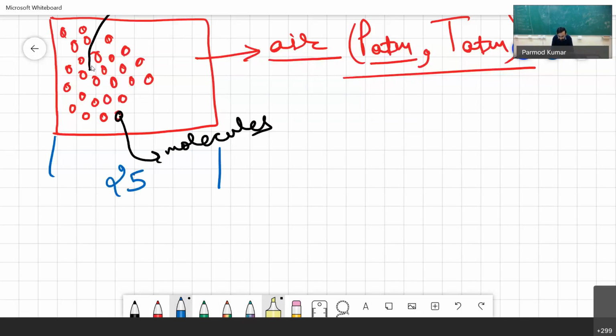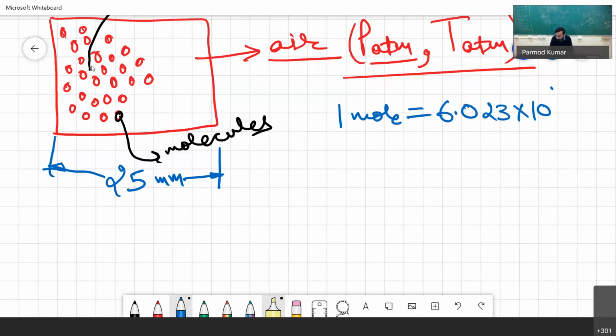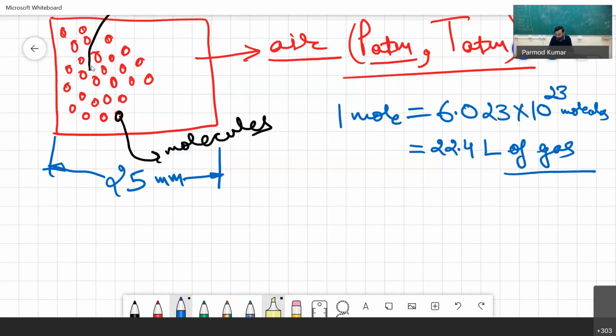Now let us consider that the size of this container is equal to 25 mm. We will try to find out how many molecules will be there inside this container. We know that 1 mole is equal to 6.023 into 10 to power 23 molecules. We also know that for a gas, 1 mole is equal to 22.4 liters. It means 22.4 liters of a gas will be equal to 6.023 into 10 to power 23 molecules.